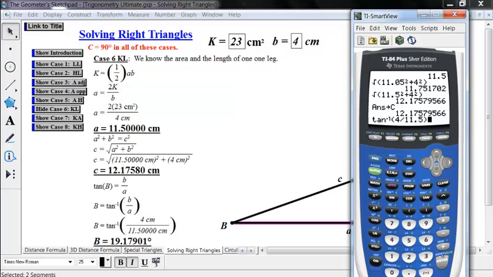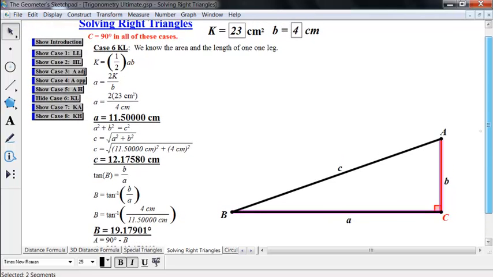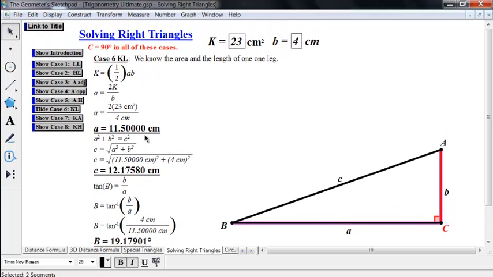I'm in degree mode, so my answer will come out in degrees, 19.179 degrees, and of course then I can just do 90 minus that previous answer. Whoops, let's try it again. 90 minus the previous answer to get my other angle, 70.82. So now we have all three angles and all three sides and the area.